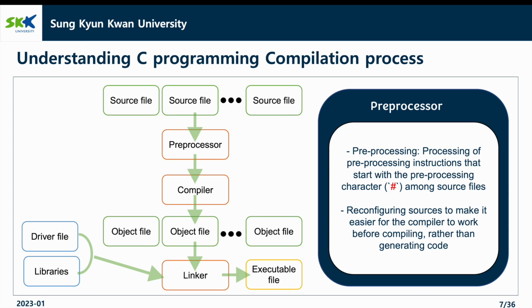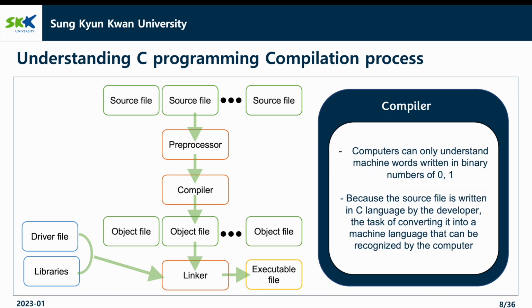Preprocess refers to the processing of preprocessing instructions that begin with the preprocessing character in the source file. The preprocessor does not generate code, but only reconstructs the source for the compiler to work better before compiling. The preprocessed file is then compiled by the compiler. Computers can only understand machine words written in binary numbers of 0 and 1. Because the source file is written in C language by the developer, the compiler converts it into a machine language that can be recognized by the computer.